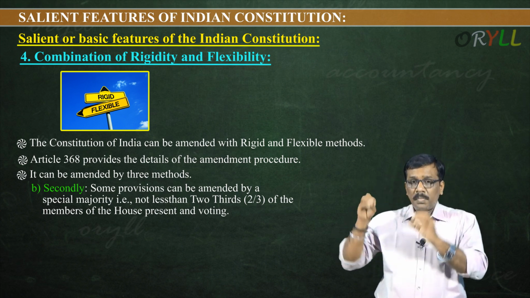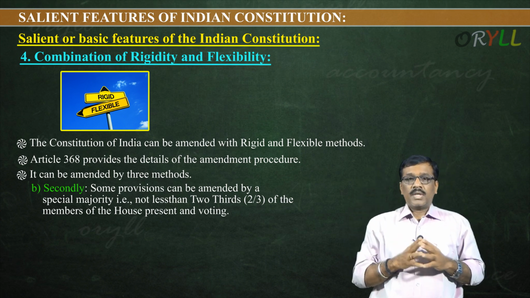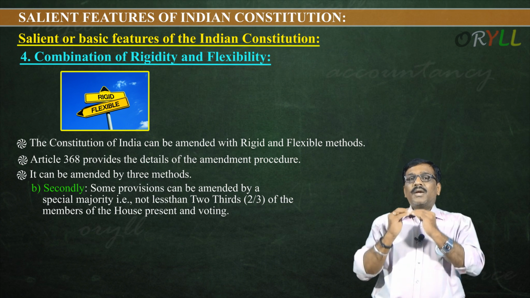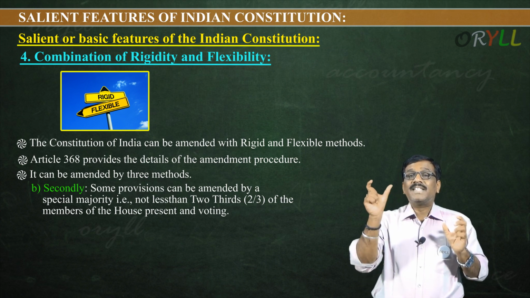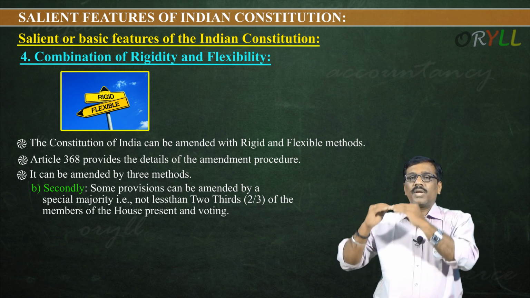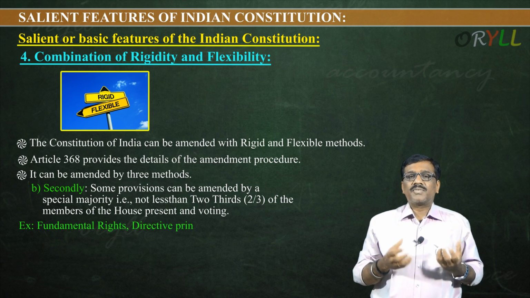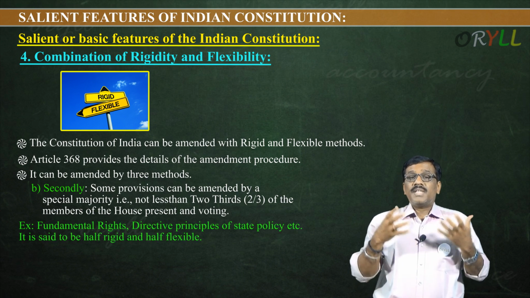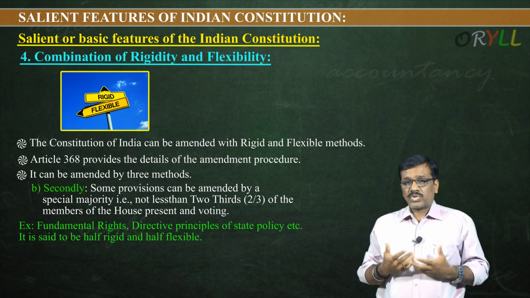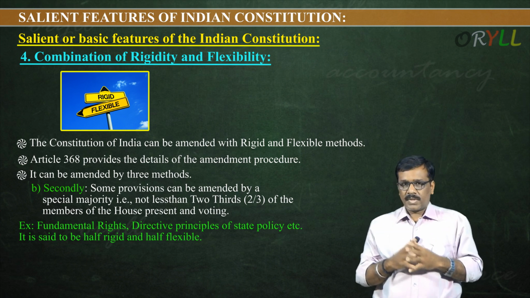Understand? They should be present on the day of the total membership and they should vote. That is, so it's a little difficult. That's why it's called rigid, but not so rigid, quasi-rigid or partially rigid. Example, these kinds of things used for changing the fundamental rights, directive principles of state policy, etc.